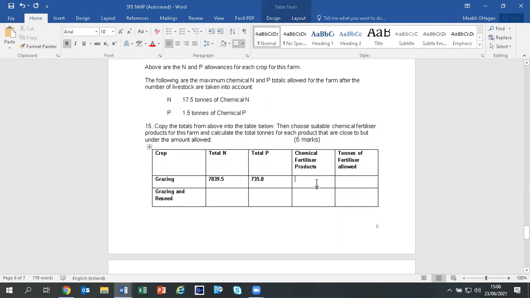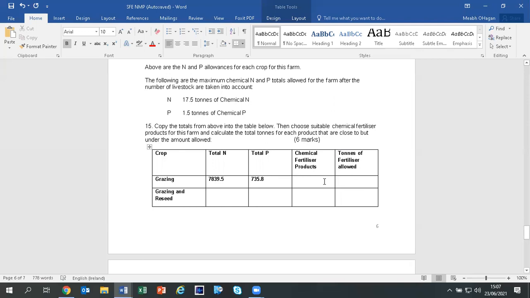We now need to pick, based on the nitrogen and phosphorus requirements for that grazing ground, what chemical fertilizer products we would recommend for that grazing ground. So what chemical fertilizer products would we recommend, and how many tons of fertilizer are allowed? Okay, so just be careful there. Here we're talking about kilograms of nitrogen, kilograms of phosphorus, and here it's talking about tons of fertilizer allowed.